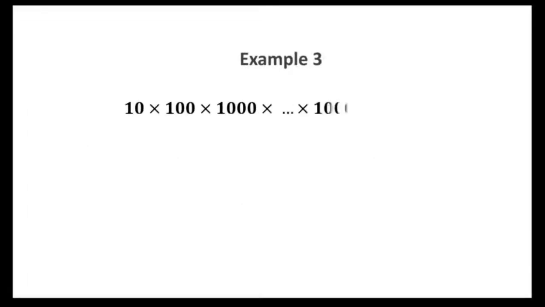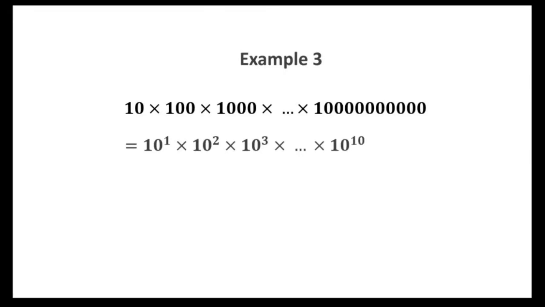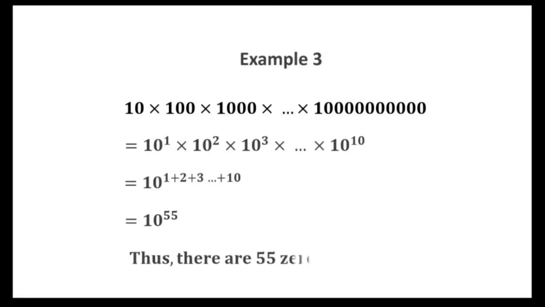Moving to example 3, which is the product of 10, 100, 1000 and 10 billion. This can be written as 10 to the power 1 into 10 to the power 2 into 10 to the power 3 till 10 to the power 10, which can further be written as 10 to the power 1 plus 2 plus 3 till 10. Since this makes 10 to the power 55, there are 55 zeros at the end of this expression.